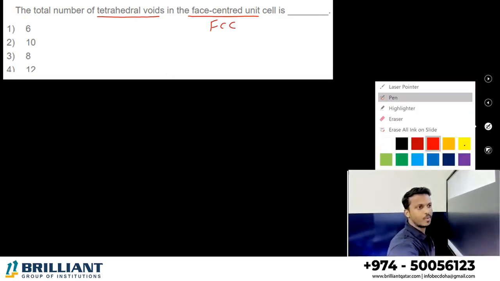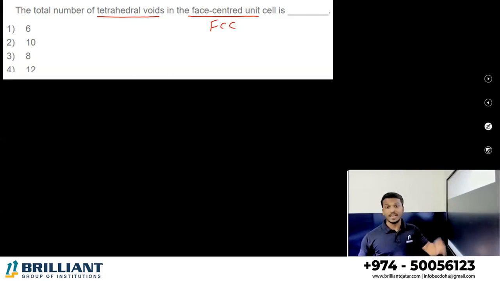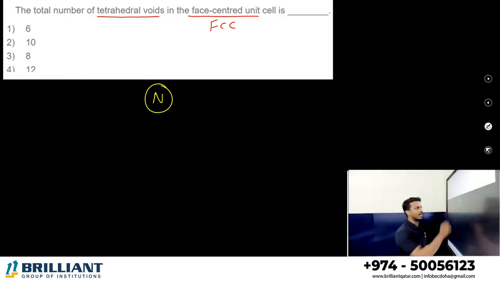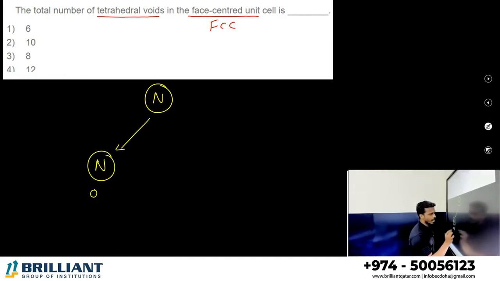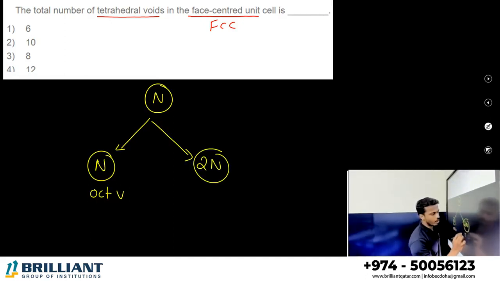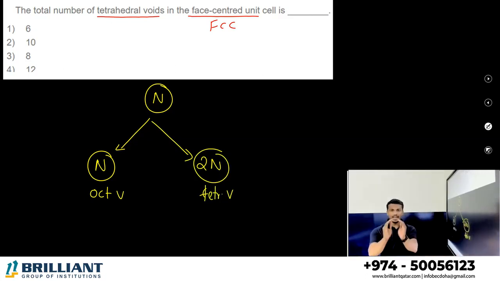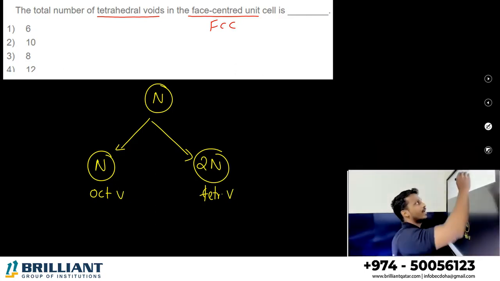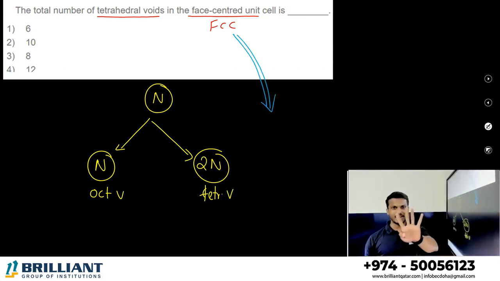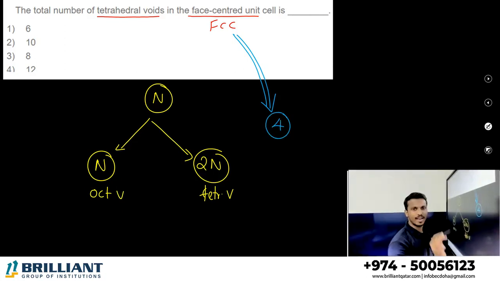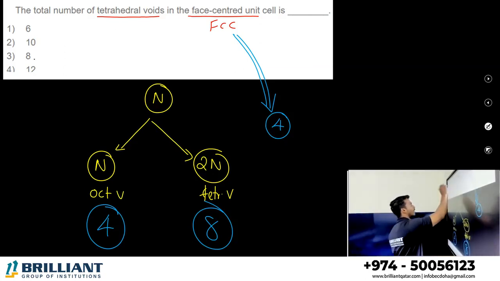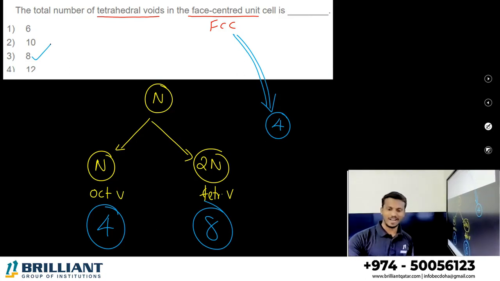Dear students, we have a simple equation to calculate the number of tetrahedral and octahedral voids if you know the number of atoms in the unit cell. If there are n spheres in the unit cell, there will be the same number, n, of octahedral voids and double, 2n, tetrahedral voids. What is the number of atoms per unit cell in FCC? FCC contains a total of 4 atoms in the unit cell. So there will be 4 octahedral voids and 8 tetrahedral voids. The number of tetrahedral voids is option 3, 8. Okay, let's go to the next one.